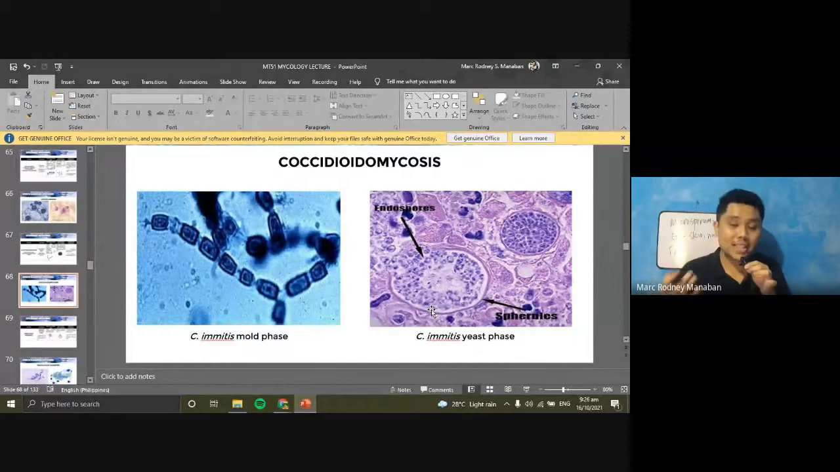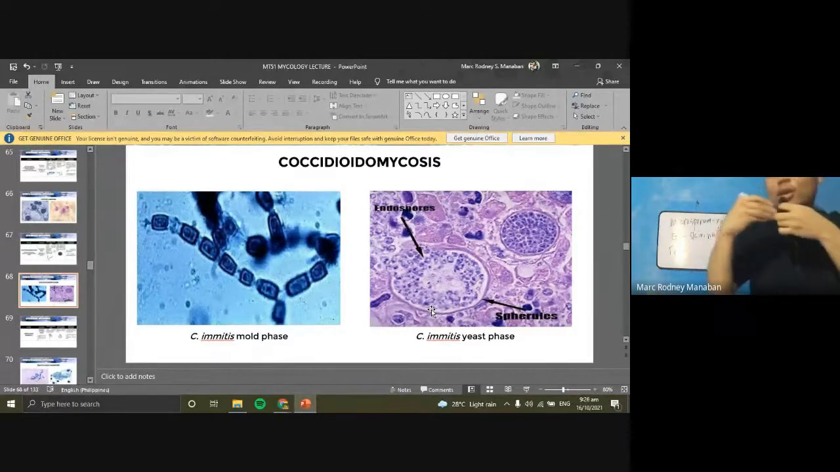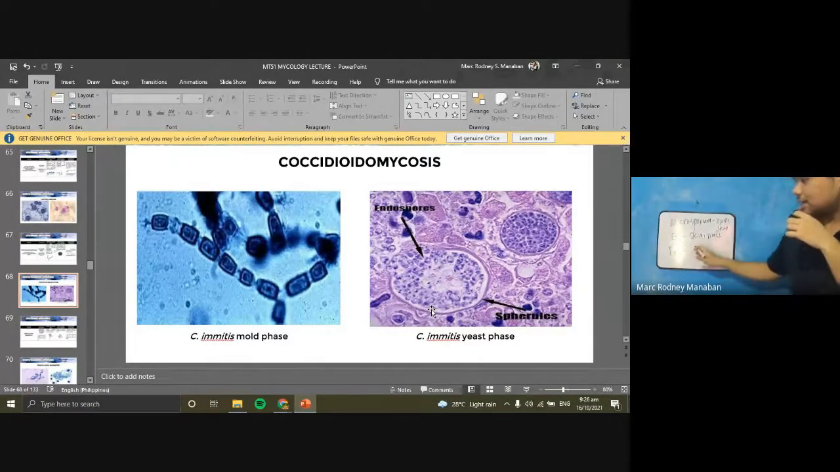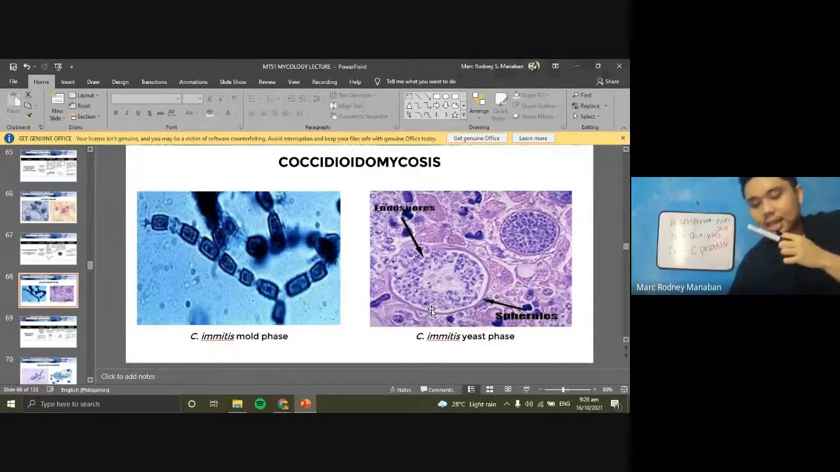Now, another species is C. posadasii. Coccidioides posadasii. This is usually seen in cases outside of California. C. immitis is usually the San Joaquin Valley fever, the San Joaquin Valley region in California. C. posadasii causes infections outside of California. Alright, that's for Coccidioides immitis.